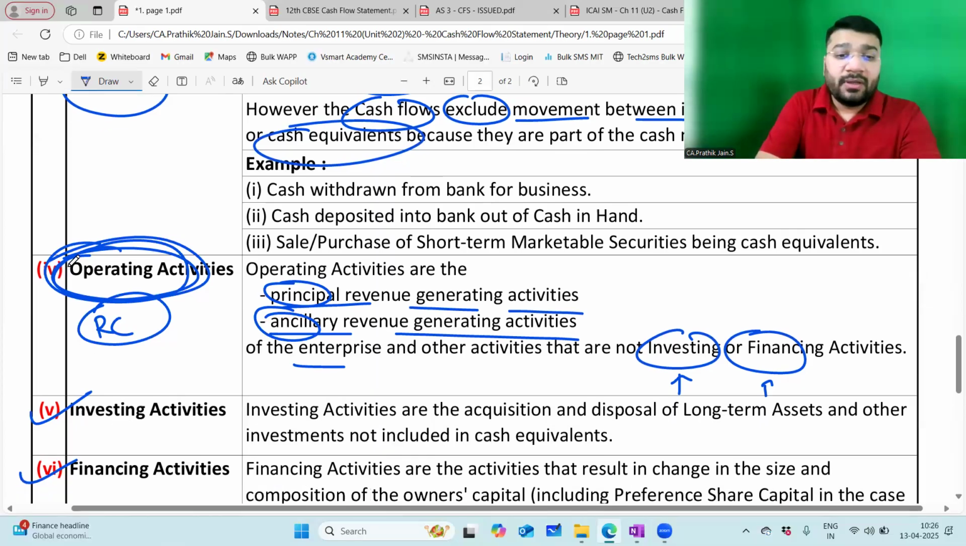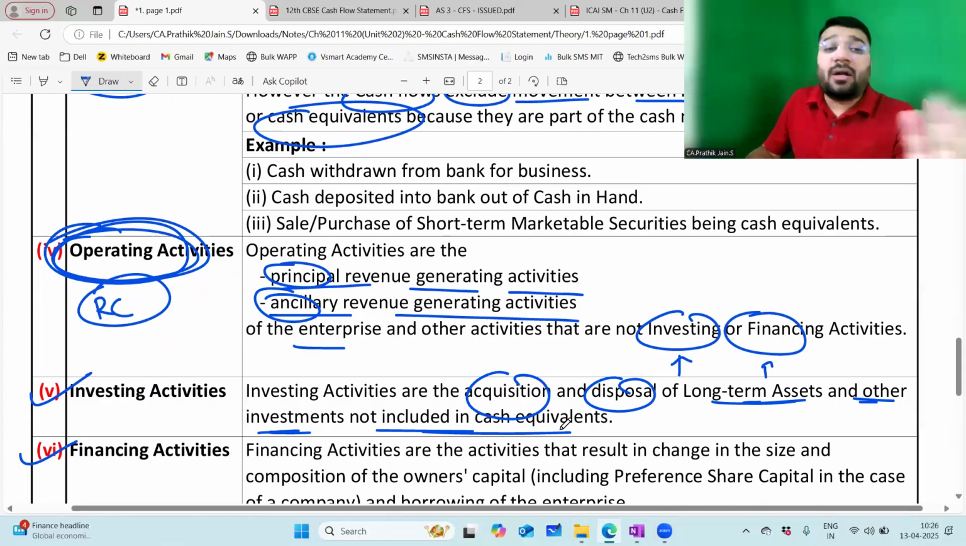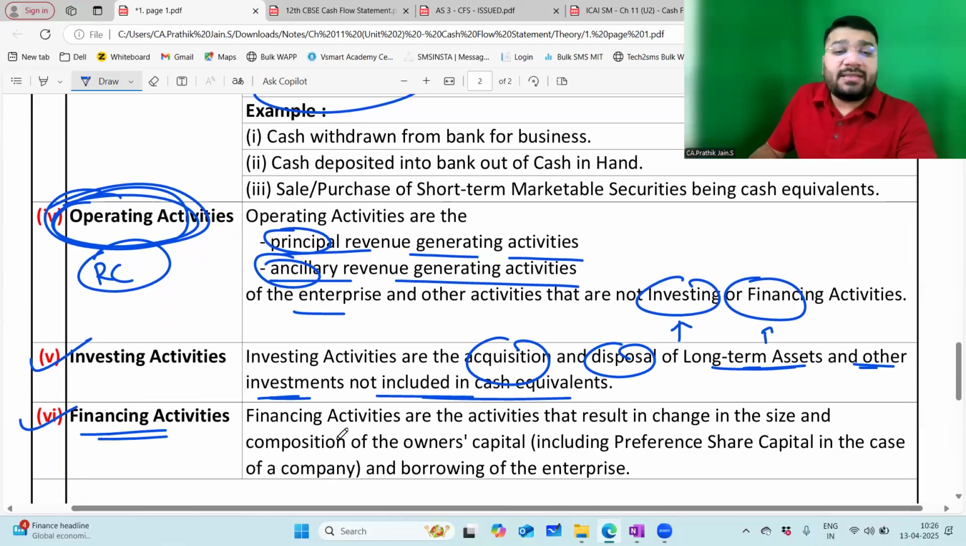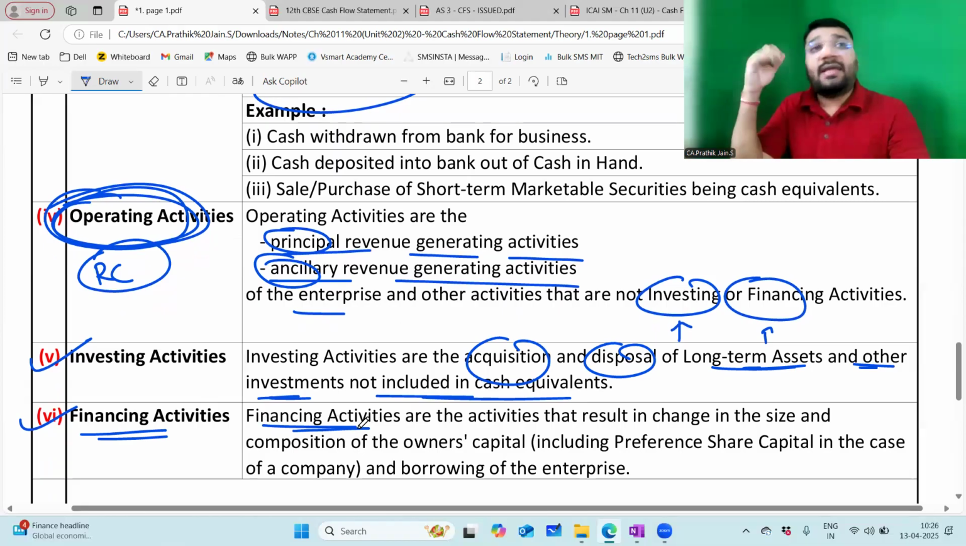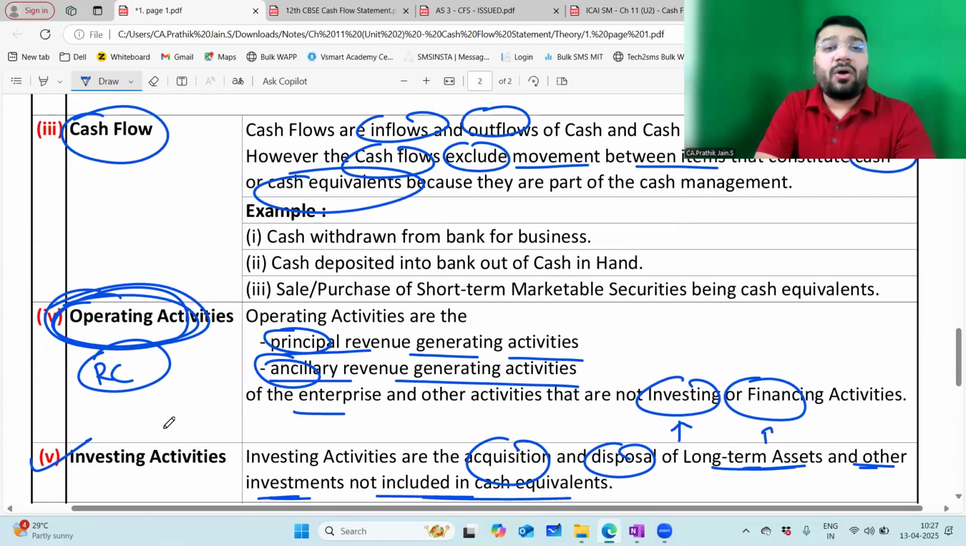Any problem? Investing activity means the acquisition or disposal of long-term assets and other investments not included in cash and cash equivalents. Short-term investments, marketable securities maturing up to 3 months, are not a part of investing activity. Then we discussed financing activity. Financing activity means any company raising its funds, either through capital mode or debt mode. Anything increasing or decreasing capital or debt, anything related to capital or debt, everything is financing activity. So far all of this we discussed in the last class.